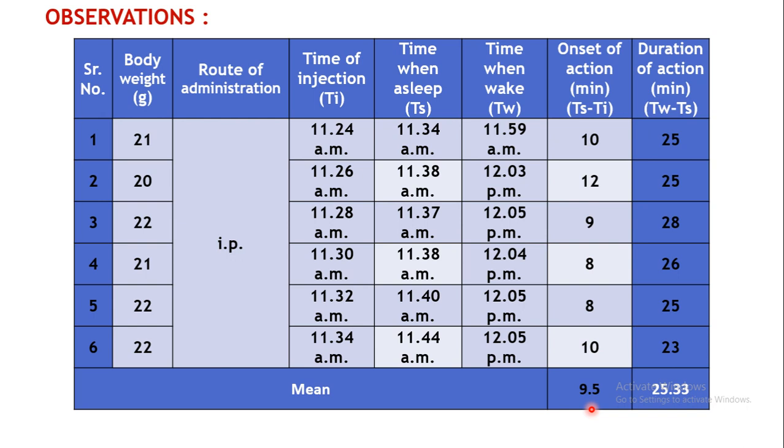Around 9.5 minutes is the average onset, and the duration of action is obviously more than that of the oral route, but it will be less than the IV route, because here again there is a chance of some losses. Some drug may remain bound to the surrounding tissues, so the entire drug will not reach your systemic circulation. So the duration of action is a little bit lesser as compared to the IV route. Here the average duration of action is 25.33.